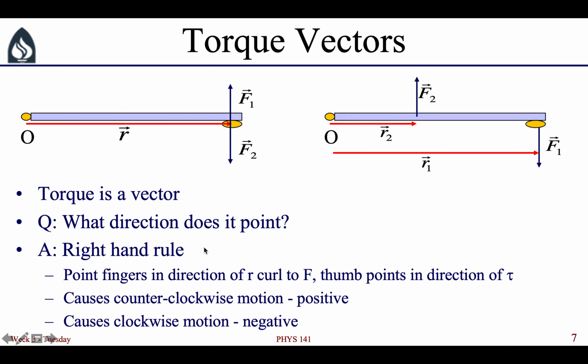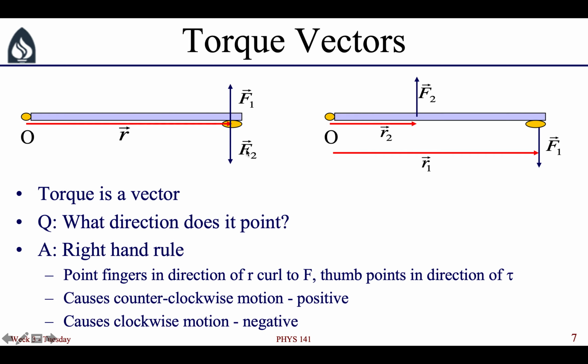Now, torque is a vector, and of course that brings up the question, what direction does this torque vector point? The answer is that we use the right-hand rule in order to determine the direction of the torque vector. The way we use this right-hand rule is that first, you point your fingers in the direction of the moment arm, you curl your fingers in the direction of the force, and then your thumb will point in the direction of the torque. For example, if we look at this F1 force, here's the moment arm. If you put your fingers in the direction of the moment arm and then curl your fingers in the direction of F1, then your thumb will point out of the screen. And so out of the screen would be the direction of the torque vector.